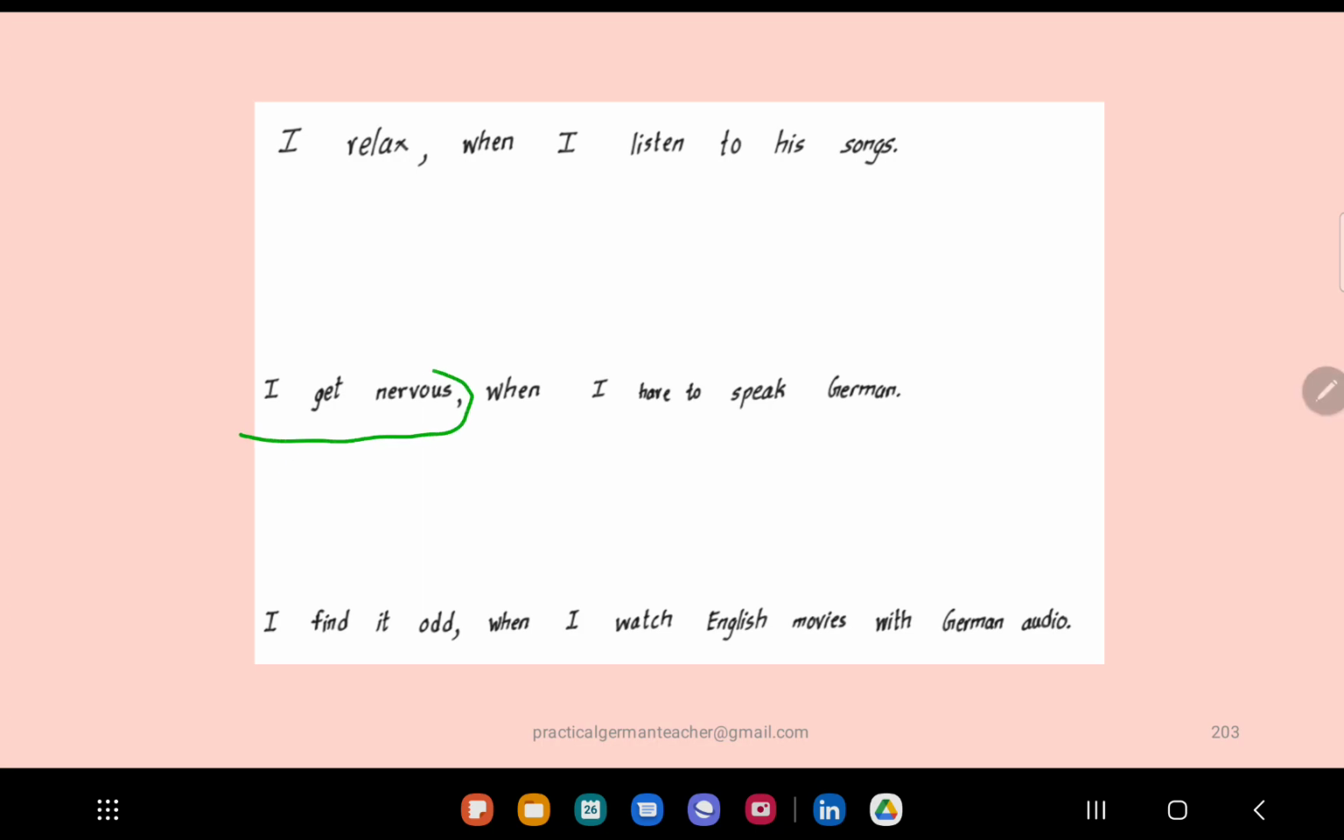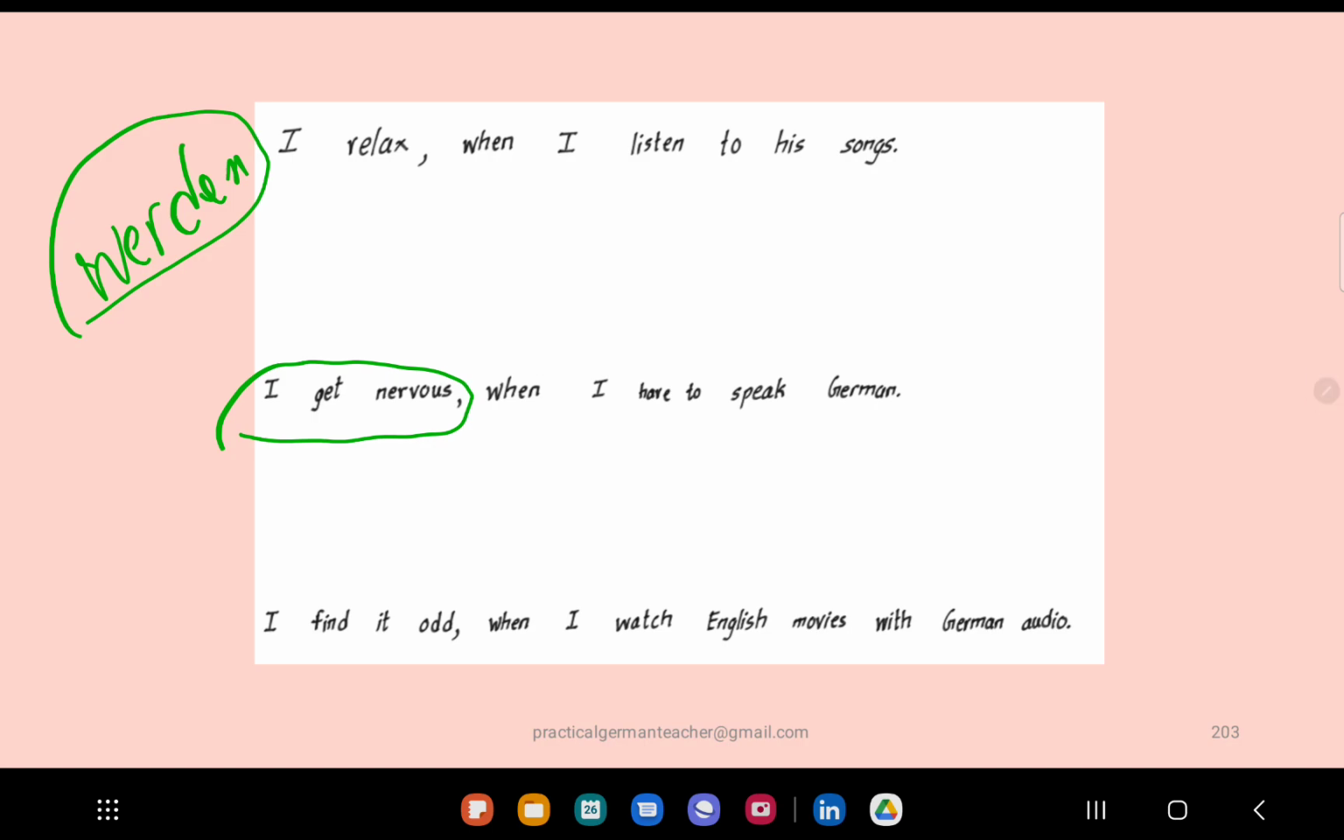How do you say I get nervous? So here you are getting nervous, right? If you remember the verb werden, it can be used in different ways. One is that you talk about the future. For example, if you want to say I read, that is ich lese. If you want to say I will read, you will say ich werde lesen.